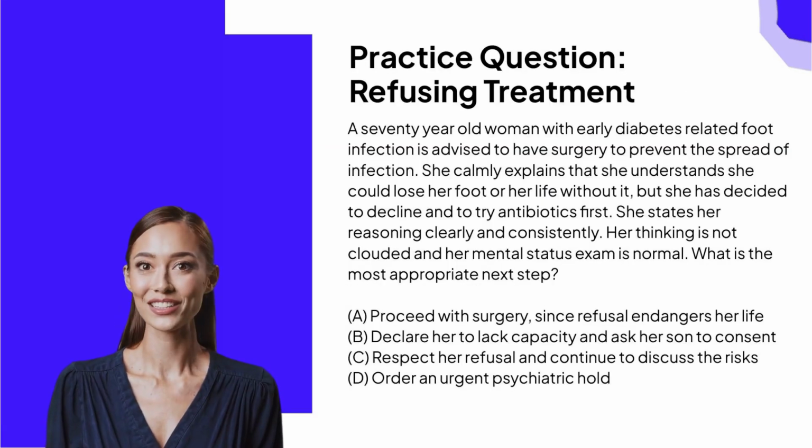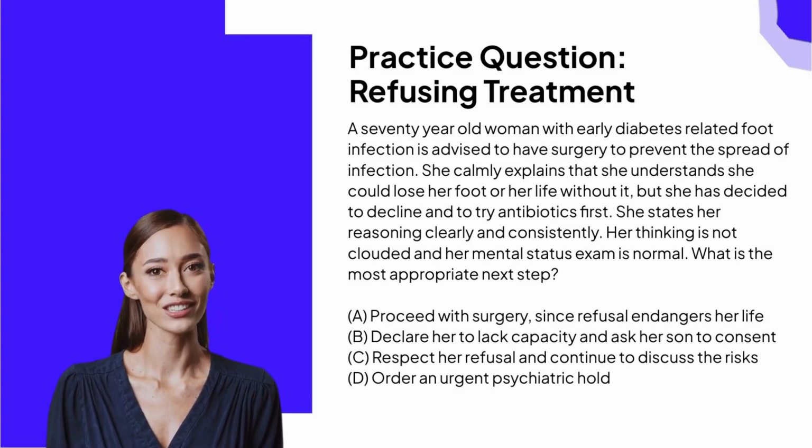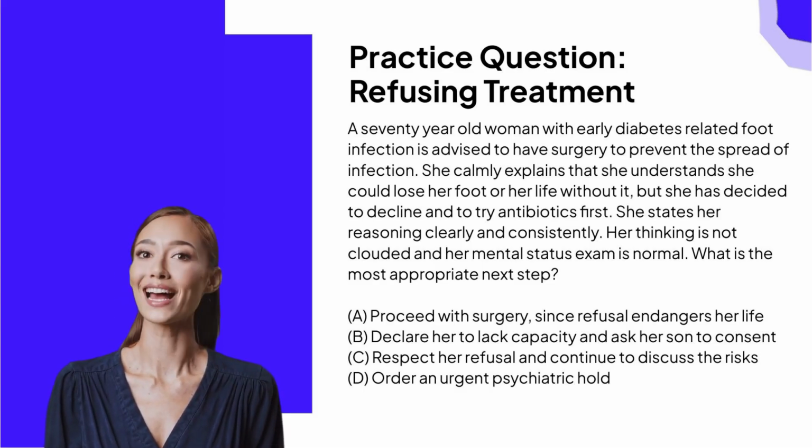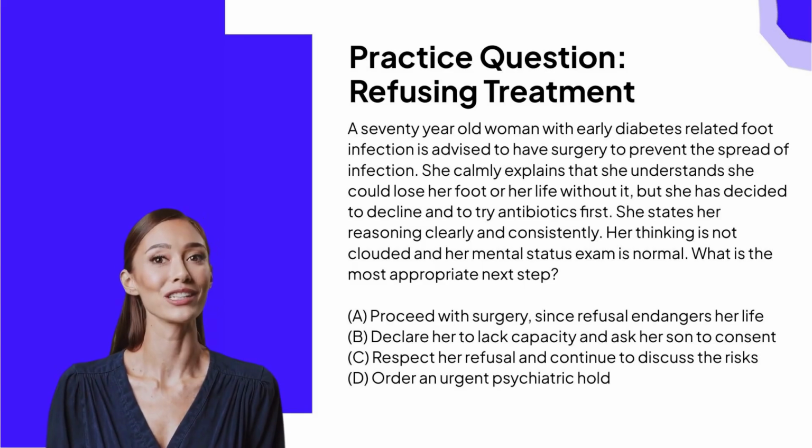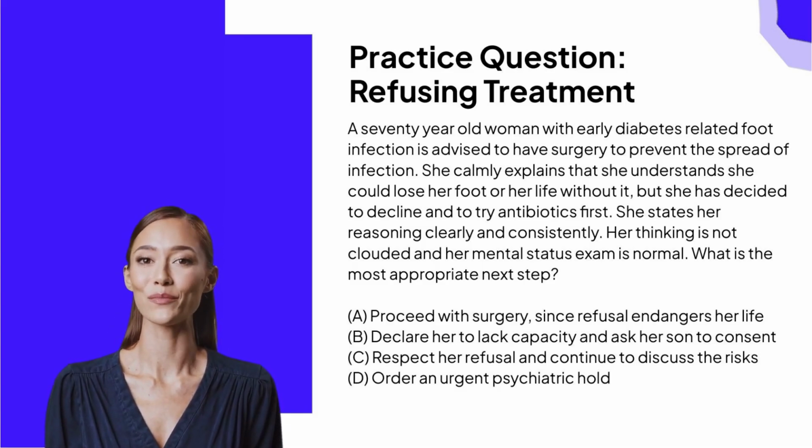Here is our second practice question, and it is all about capacity. A 70-year-old woman with a diabetes-related foot infection is advised to have surgery to stop the infection from spreading. She calmly explains that she understands she could lose her foot, or even her life, if she declines. But she has decided to refuse the operation and try antibiotics first. She lays out her reasoning clearly and consistently. Her thinking is not clouded, and her mental status exam is completely normal. The question asks for the most appropriate next step.